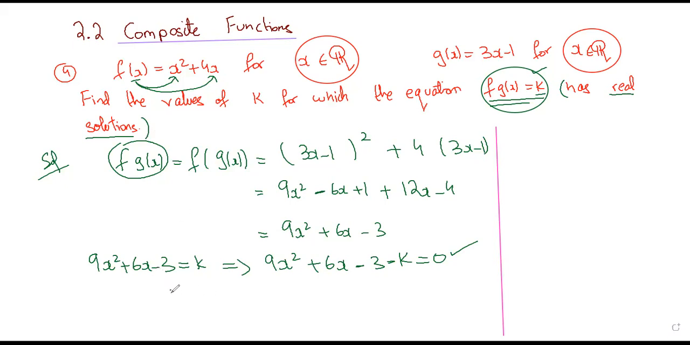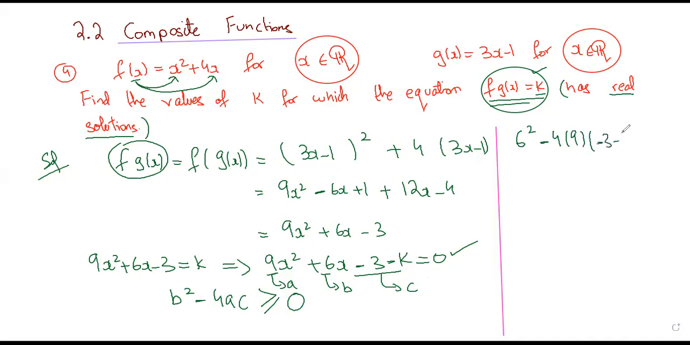So I will be combining both of them and it would give me b squared minus 4ac is greater than or equal to 0. This is A, this is B, and this is C. Now I need to plug in the values. It would be 6 squared minus 4 into A into C, which is minus 3 minus K. And this thing is greater than or equal to 0.